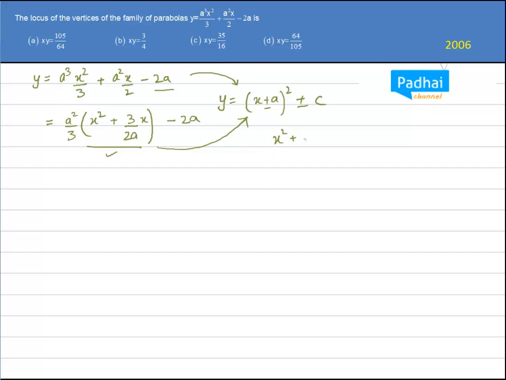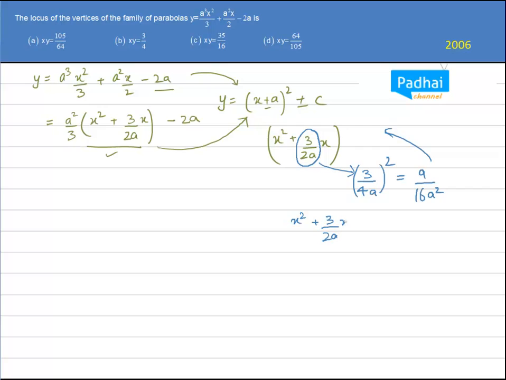This is x square plus 3 by 2a x. Now if you need to make a complete perfect square of this, let us apply the formula. You need to half the coefficient of x, that is 3 by 2a. So half it, you will get 3 by 4a. You need to add the square of this term, that is 9 by 16a square. Add or subtract both, because if you are adding you will have to subtract as well. So 9 by 16a square minus 9 by 16a square.